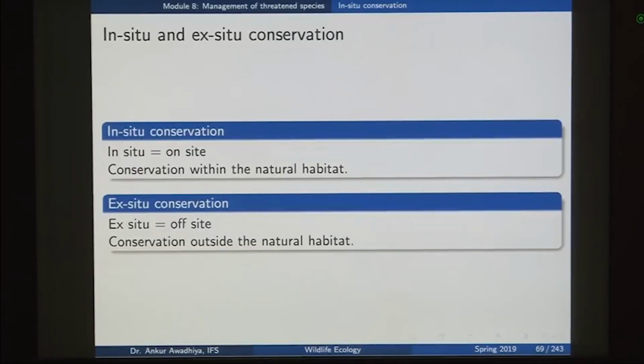Or things such as zoos. So, you have a zoo in Delhi. Those animals are not naturally living in Delhi, but they have been brought from different areas of India and different areas of the world, and then they are kept in the Delhi zoo. So, zoos are an example of ex situ conservation.